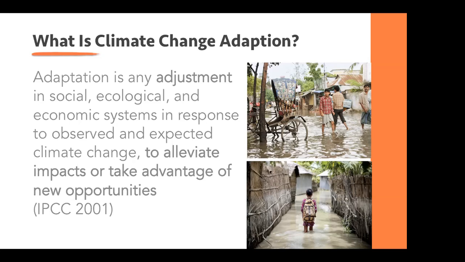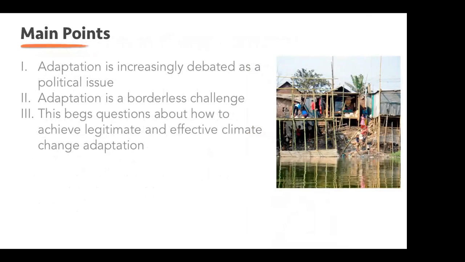And we know that adaptation is necessary because we failed in reducing carbon emissions. So it is a story of defeat, but I don't think we should only see it as a negative story of defeat, but it's also a story of forward-looking constructive dialogue. It's a collective endeavor to achieve fair and legitimate and effective adaptation. My main points today are that adaptation is increasingly being debated as a political issue, that it is a borderless challenge, and that this begs questions about how to achieve legitimate and effective climate change adaptation.